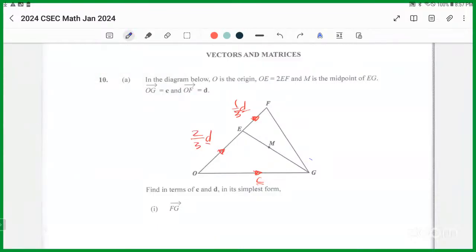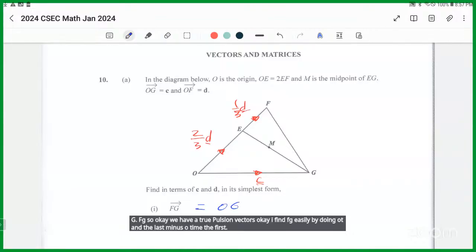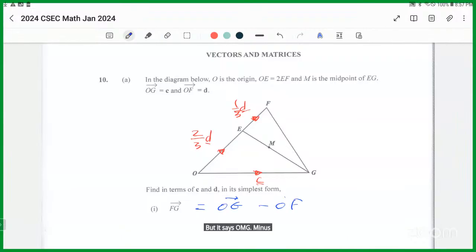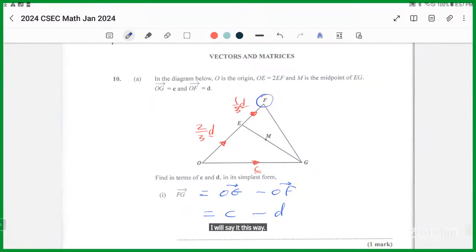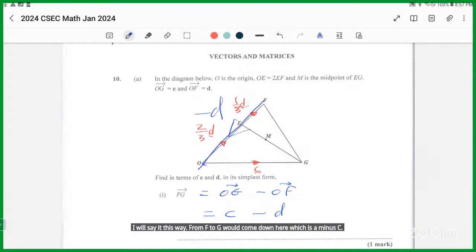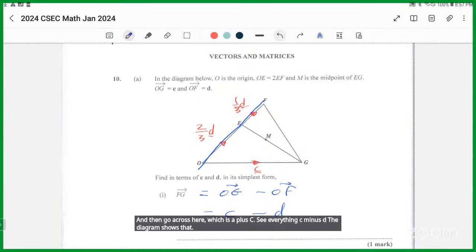FG. Because we have the 2 position vectors, we can find FG easily by doing O times the last minus O times the first. So this is OG minus OF. The OG is C minus the OF is D. That is it. C minus D. Or we could say it this way. To go from F to G, we could come down here, which is a minus D, and then go across here, which is a plus C. Same thing, C minus D. The diagram shows that.